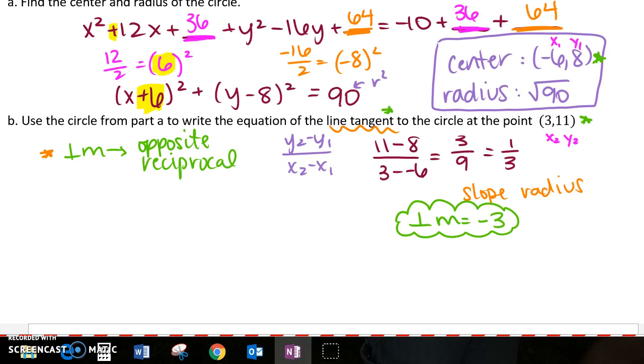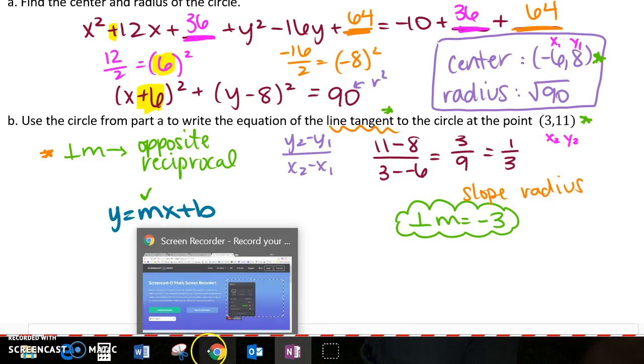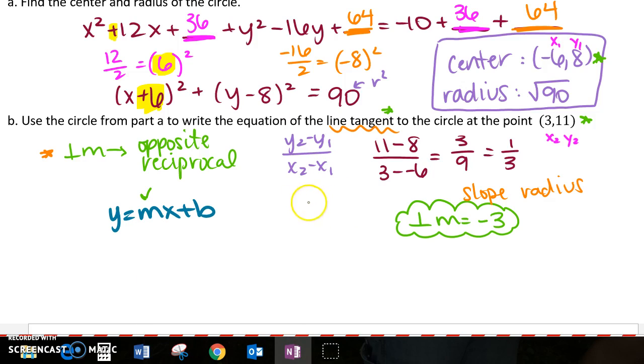From here, we need to figure out, if we're writing the equation of a line, like y equals mx plus b, we now have our slope. But what are we going to use for x and y? Because we need our b value, right? They didn't give us any intercept, but they did tell us this point. This is our tangent point. So we can use these in our equation.